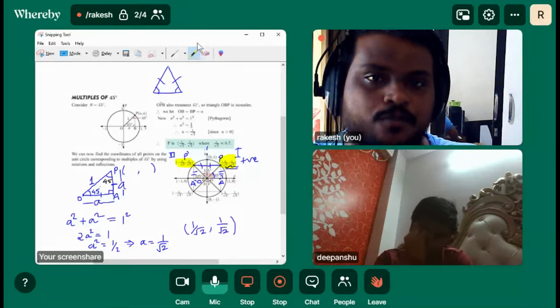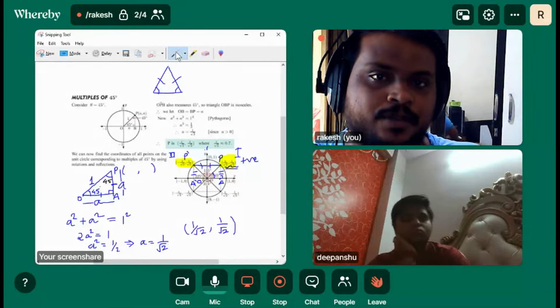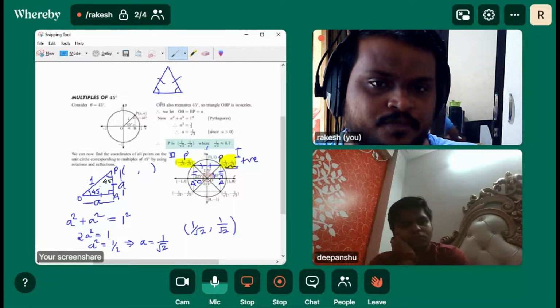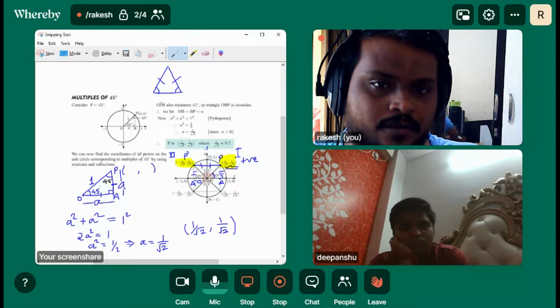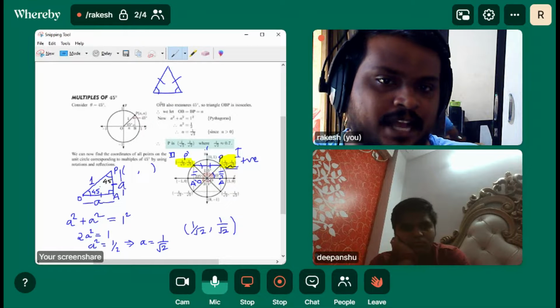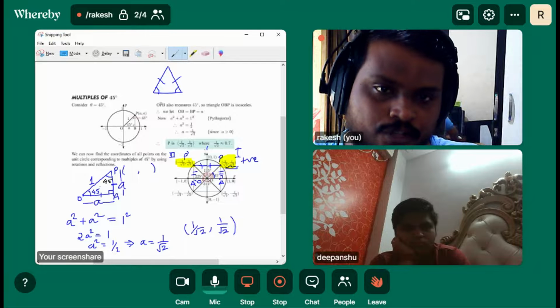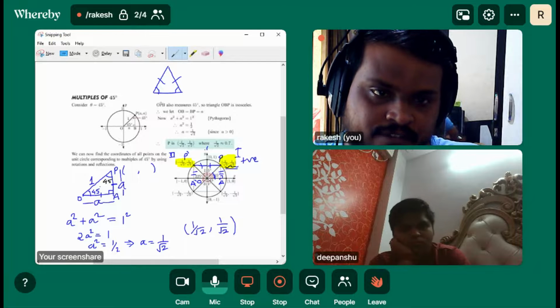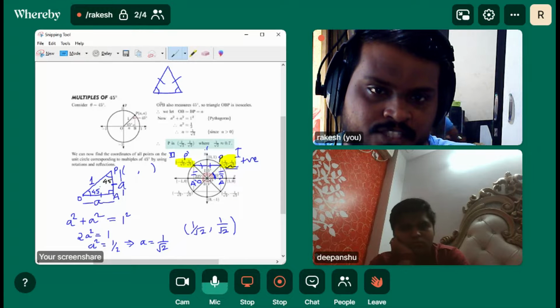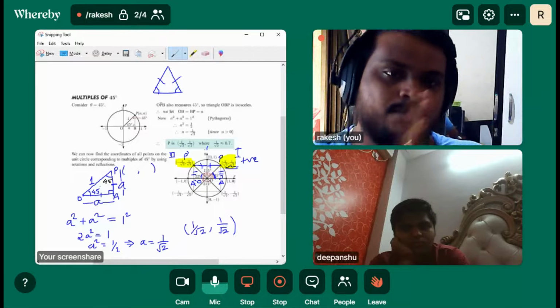So we could find out the coordinate of point P prime, but what is that in terms of angle? Like what angle does OP prime make with the x-axis? That needs to be found out. So this is 45, and this is also 45 because of symmetry.